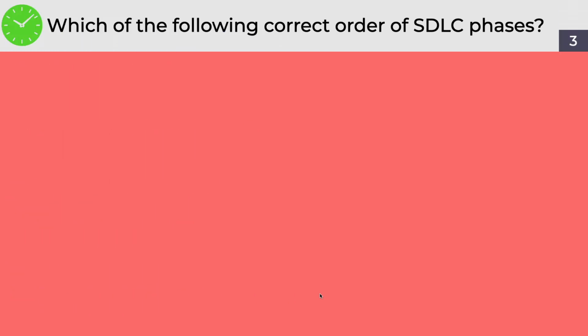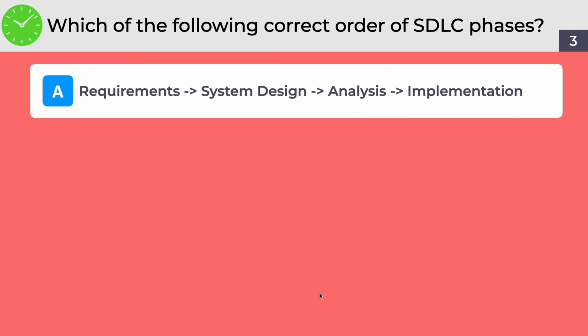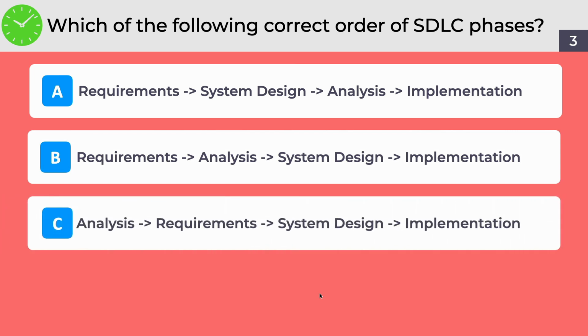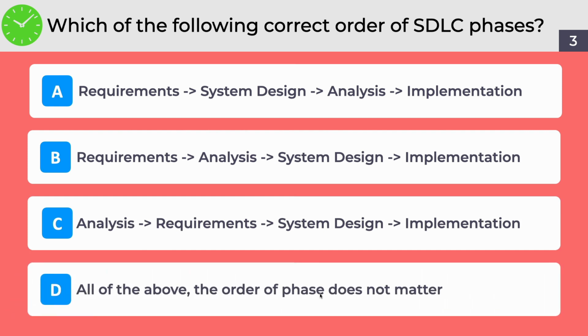Which of the following is the correct order of the SDLC phases? Option A. Requirements, system design, analysis, implementation. Option B. Requirement, analysis, system design, implementation. Option C. Analysis, requirement, system design, implementation. And finally, option D. All the above. The order of the phases does not matter. Your time starts now.